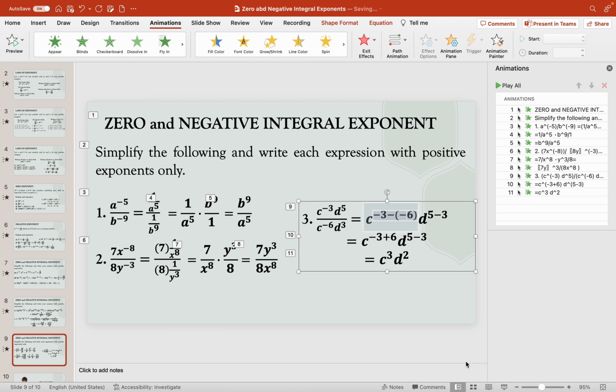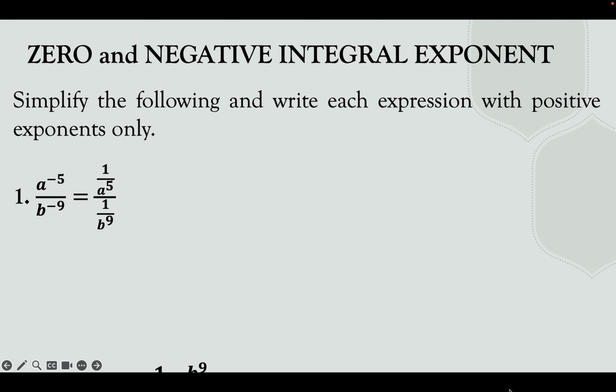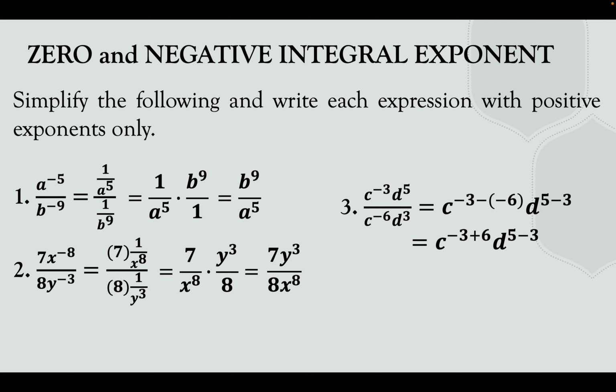Okay, sorry. So we have now here c raised to negative 3 minus negative 6 and d raised to 5 minus 3. Okay. Now, since we have here a subtraction operation and a negative, we will change that one into positive. So we have c raised to negative 3 plus 6, d raised to 5 minus 3. So, simplify, we have c raised to 3 and d raised to 2.